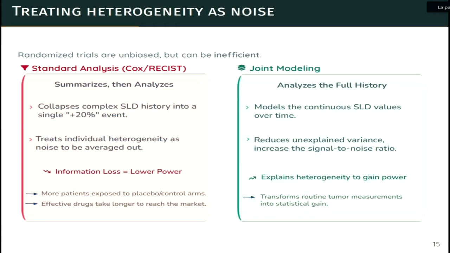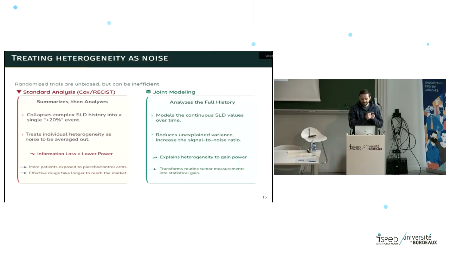Okay, so to summarize, the standard approach, what people do now for clinical trials, is about summarizing and then analyzing. We collapse the complex tumor size trajectory into a single plus 20% event. We lose a lot of information. We treat individual heterogeneity as noise to be averaged out, which results in some loss of information and a lower power. And this has consequences. More patients exposed to placebo-controlled arms, effective drugs take longer to reach the market, so this has quite an impact.